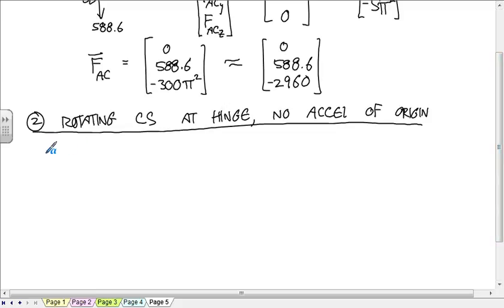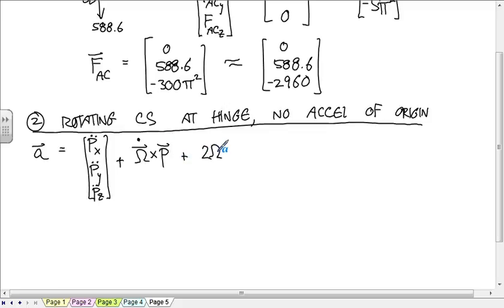So in this coordinate system, we're going to use that the acceleration is equal to the observed acceleration, that's the component's double dot, plus omega dot crossed with P, plus 2 omega cross components dot, plus omega cross quantity omega cross P.